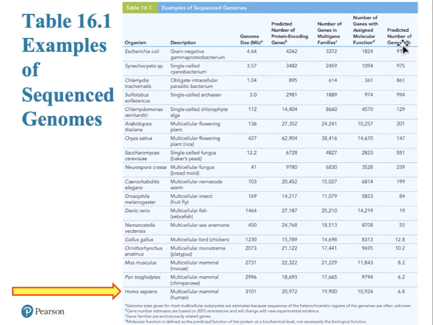So looking at this data here, we can see that simpler organisms have a lot of genes per megabase of DNA, whereas more complex organisms tend to have fewer genes per megabase of DNA. In the case of primates, we're down to about 6 to 7 genes per million bases.